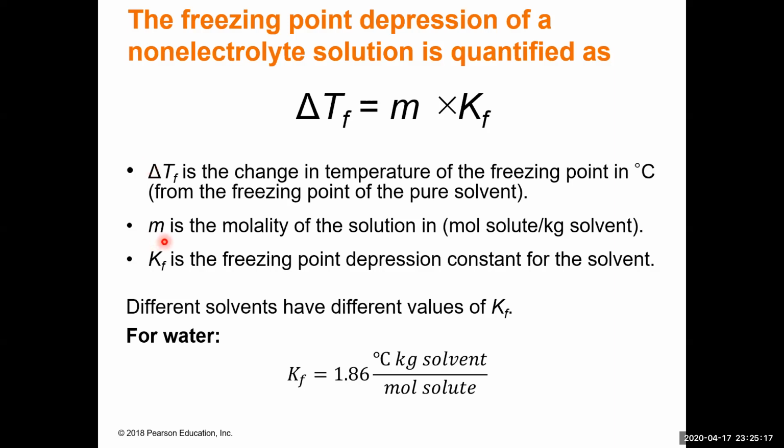Lowercase and italicized m is our molality of the solution, which again is in units of moles of solute over kilograms of solvent. And K sub F is our freezing point depression constant for our solvent. Oftentimes in this class, we're dealing with a solvent where the solvent is water. And K sub F for water is 1.86 degrees Celsius times kilograms of your solvent over moles of your solute.